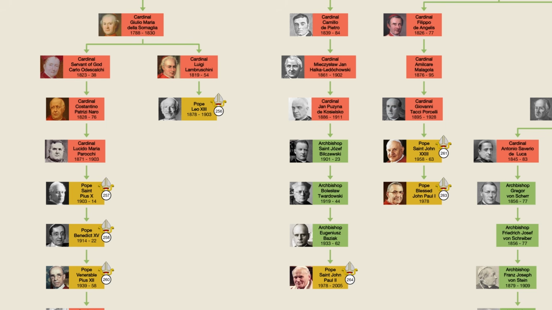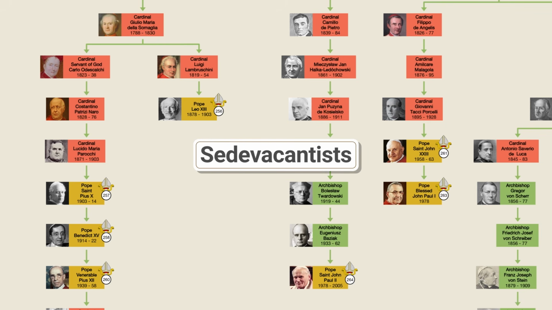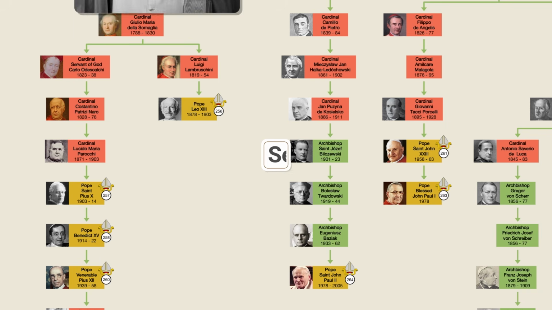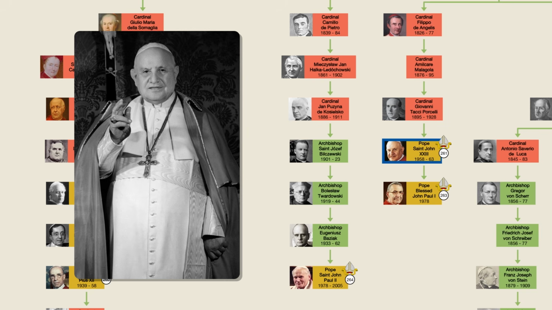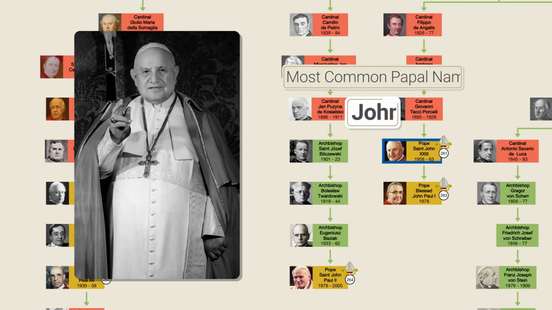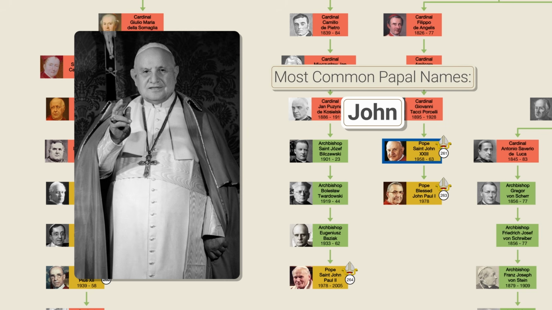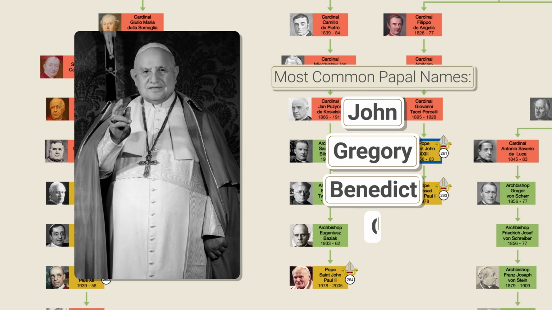Now, if you watched my series on Christian denominations, you might remember me mentioning a small group of Catholics known as Sedevacantists. Well, many of them support the Siri theory, and therefore they hold that there has been no legitimate pope since 1958. But for the vast majority of Catholics, John the 23rd was indeed a valid pope. Take note that John is the most common papal name, followed by Gregory, Benedict, and Clement. Although due to mistakes made by medieval scribes, there's actually only ever been 21 official Pope Johns, not 23.